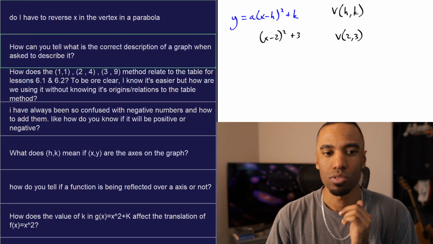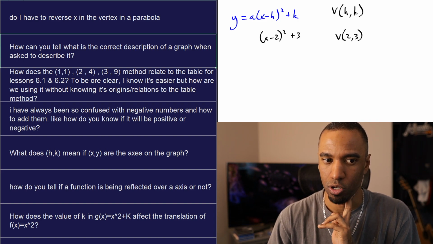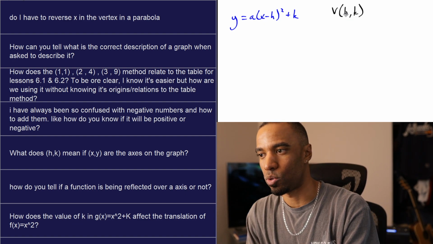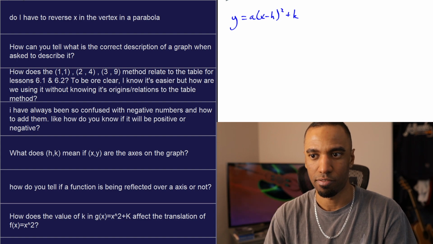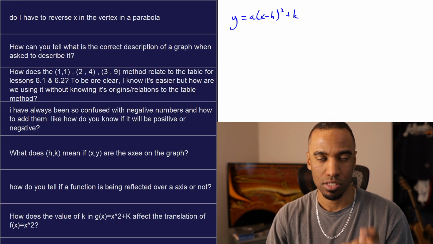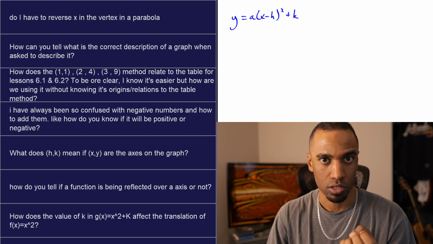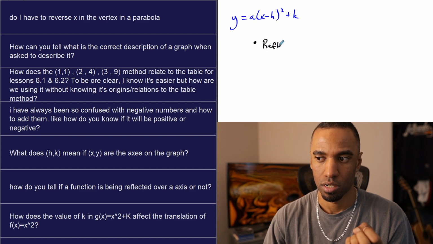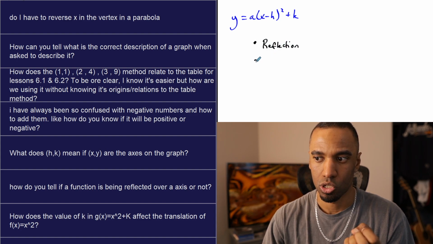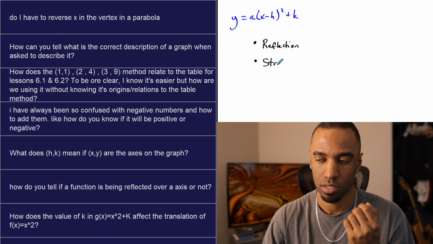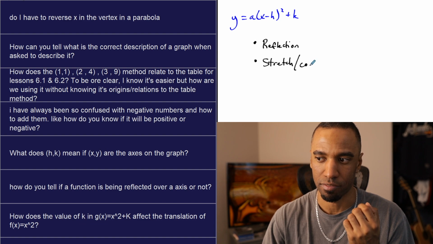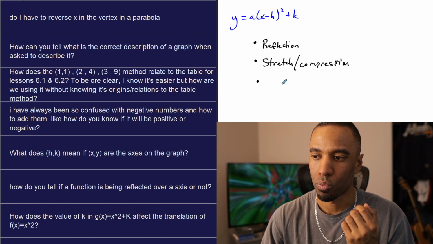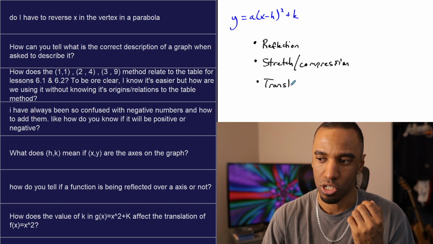So here we go. How can you tell what is the correct description of a graph when asked to describe it? So we're talking about quadratics one more time here. And if you're in vertex form specifically, there are really three kinds of things that we look for with a description. Number one, based on reflection. Number two, based on a stretch or compression. And these kind of come hand in hand because they both have to do with the a value. Sorry about my handwriting right now. Number three is translation. And that has to do with both h and k.